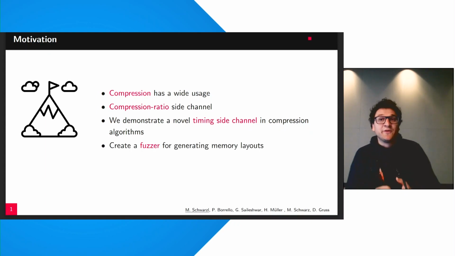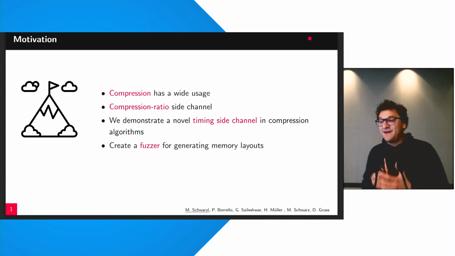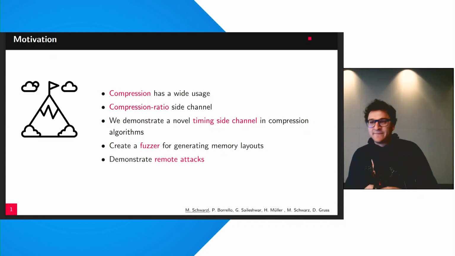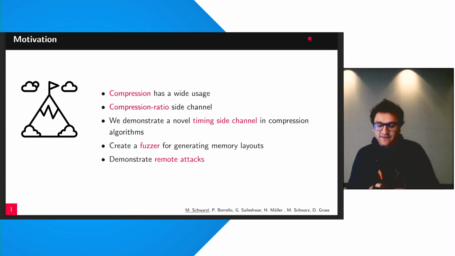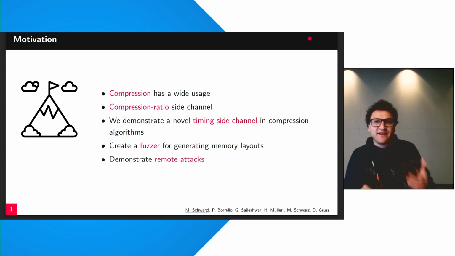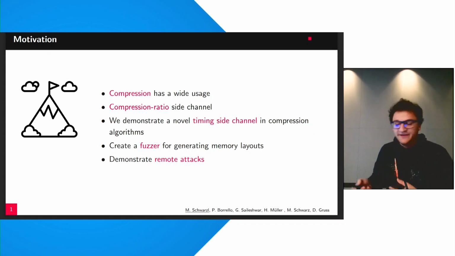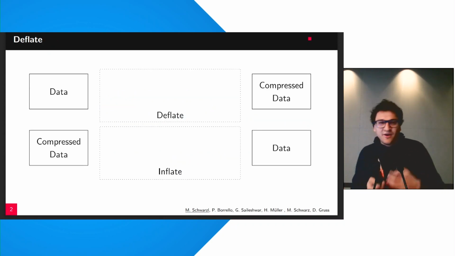To achieve this, we are using a fuzzer called Compressor, which generates memory layouts and optimizes these timing differences. And with the results of the fuzzer, we use a web API and attack them via remote attacks across the internet. So how does Deflate work?